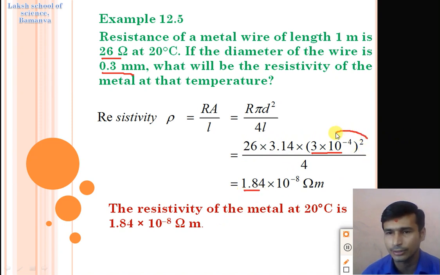And 10 raised to minus 4 square is 10 raised to minus 8 ohm meter. So we get the resistivity rho is equal to 1.84 into 10 raised to minus 8 ohm meter. So the resistivity of the metal wire at 20 degrees Celsius is 1.84 into 10 raised to minus 8 ohm meter. If you see the table in the textbook for the resistivity of different metals, this resistivity is for manganese. You can find this resistivity from the table of materials. You can easily get the answer.